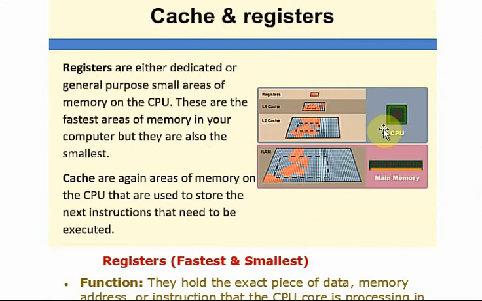Now here this is the CPU, very tiny memory here. The smallest memory in the computer system is register, and it is the fastest memory unit. All current processing instructions reside inside the register. Then there are cache memory like level 1, level 2 and level 3. The cache memory is much more faster than RAM.